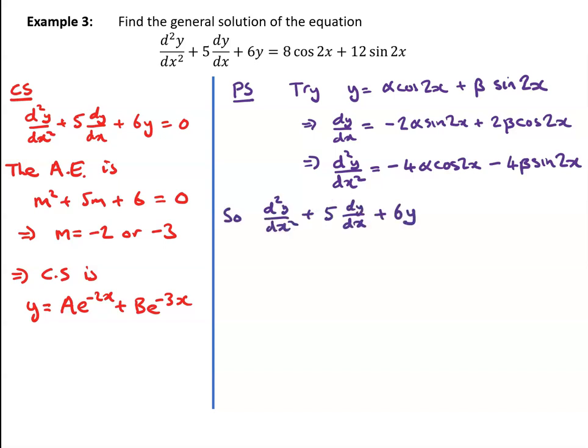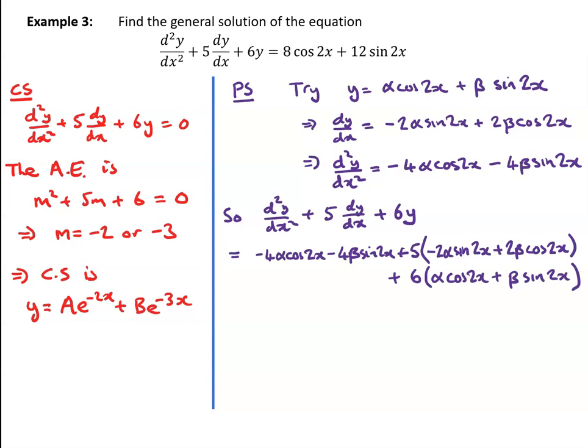So, d2y/dx squared plus 5 dy/dx plus 6y is going to be minus 4 alpha cos 2x minus 4 beta sin 2x, that's d2y/dx squared, plus 5 lots of minus 2 alpha sin 2x plus 2 beta cos 2x, so that's 5 lots of dy/dx, plus 6 lots of alpha cos 2x plus beta sin 2x, which is just y.